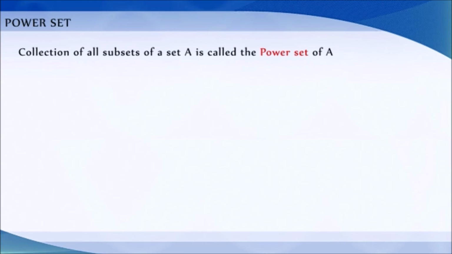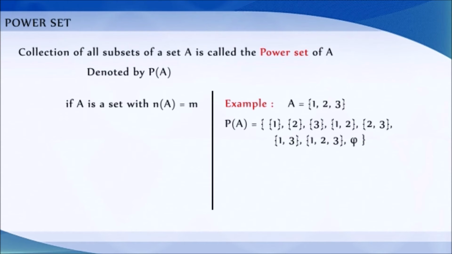Power set. The collection of all subsets of A is called the power set of A. It is denoted by P(A). If a set A has m elements, then its power set will have 2^m elements.